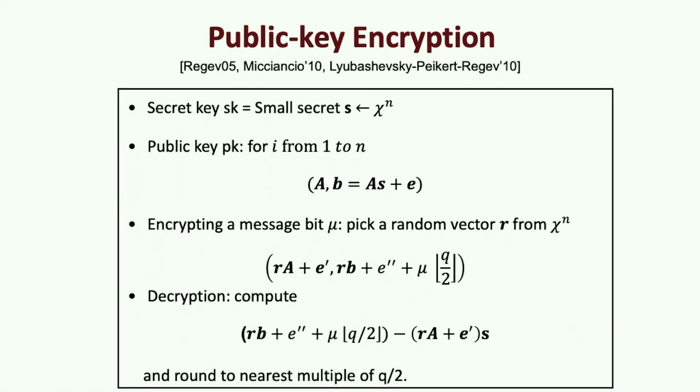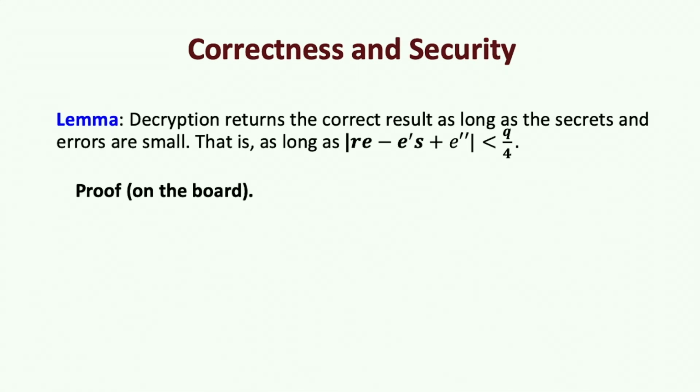All right, good. And a theorem that says as long as these errors are small, so R is a random vector that the encryptor chose. S is the secret key, right? E and E prime are vectors, and E double prime is a number, that the encryptor chose as well. If this combination is small, which it will be with high probability, right? If all these components are small, then you're good. That's how you can recover the error.